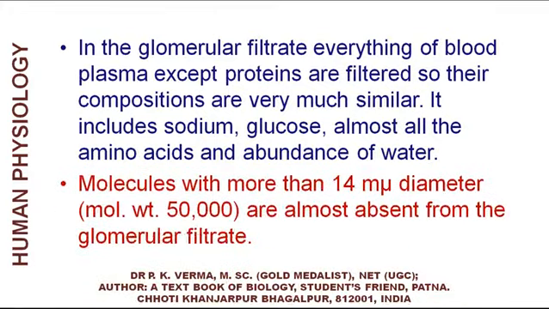The compounds with molecular weight more than 50,000, that is with diameter 14 millimicron, are almost absent from the glomerular filtrate. That means no higher protein can be filtered through the glomerulus, but low molecular weight proteins can pass through the glomerular filtrate into renal tubules.